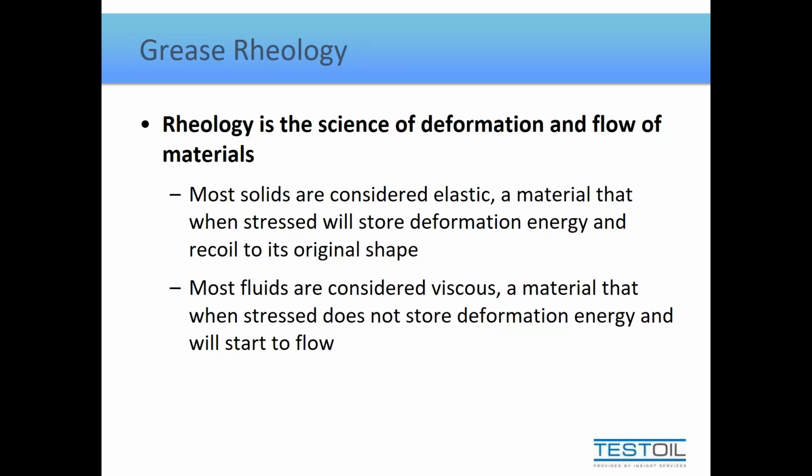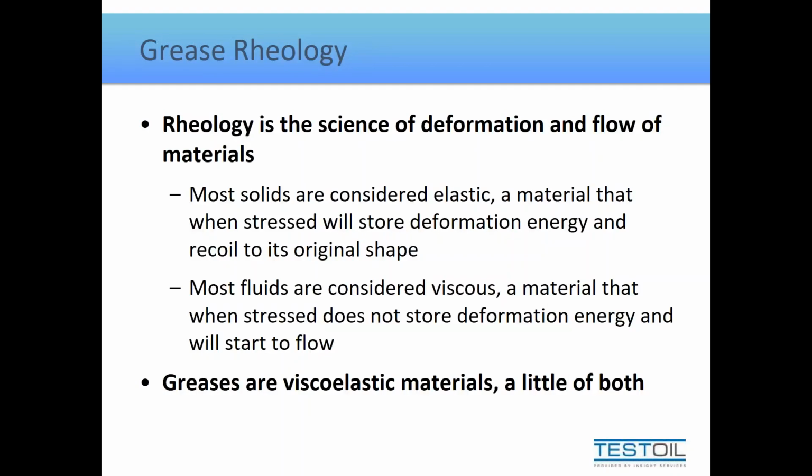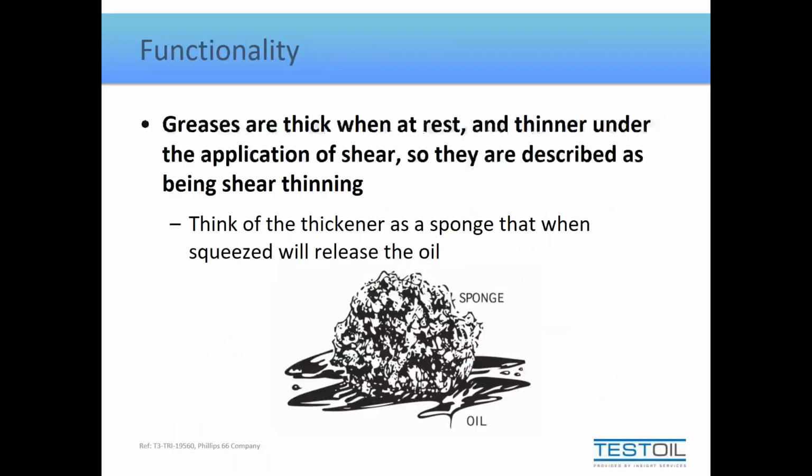Now, greases, on the other hand, are actually called viscoelastics because they're a little bit of both. They can deform permanently, but they also have some elasticity to them, and it is these rheological properties that we take advantage of in using grease as a lubricant. In the overall functionality of grease, we know greases are thick when they're at rest. When they're not moving, they don't flow, they don't tend to puddle, they tend to sit. But once we mechanically shear them, they will begin to thin, so we describe these as shear thinning lubricants.